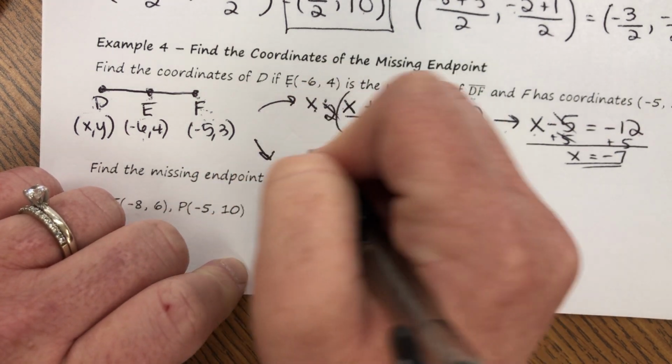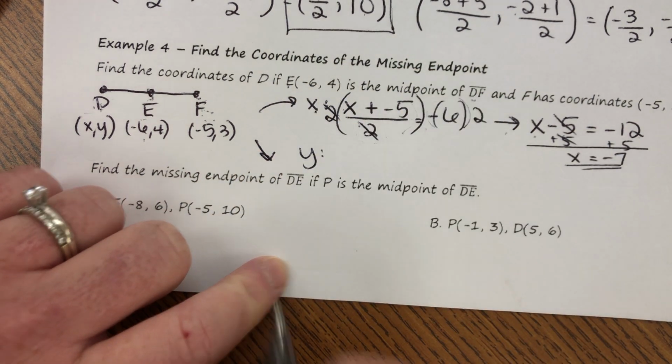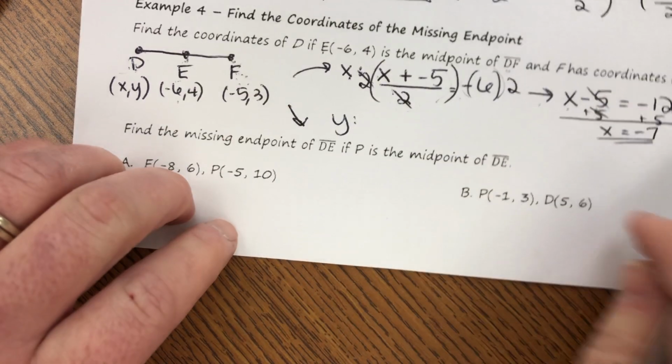Now I want to find the y value of my endpoint D. Sorry, this is moving around.